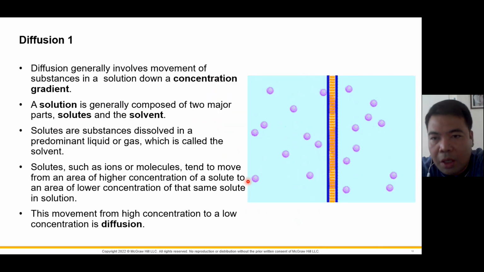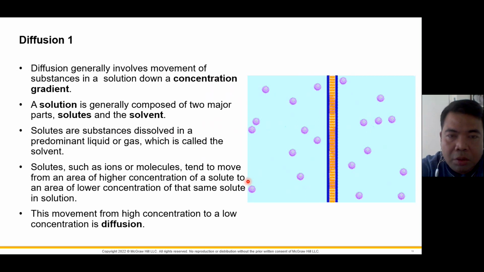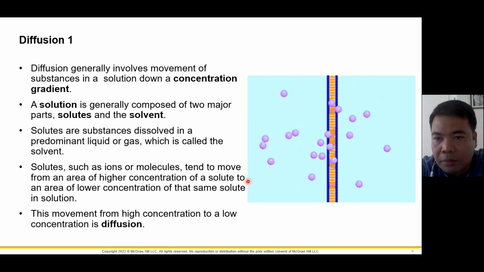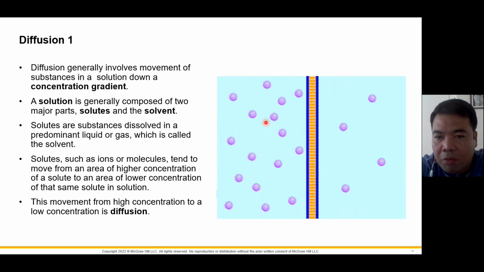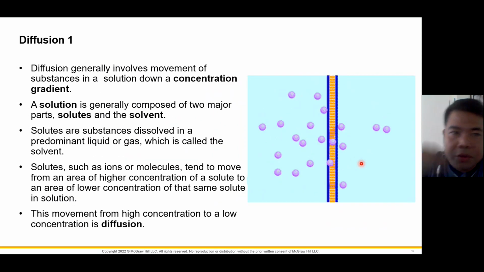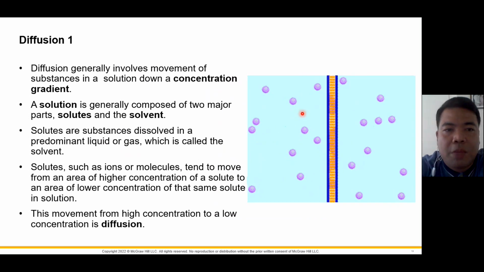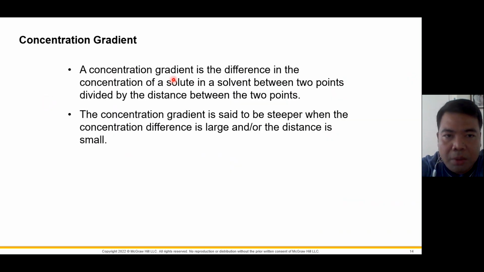As you can see in the animation, they started unequal: earlier there were many here and few there. During diffusion, there is movement of substances in a solution down a concentration gradient. When we say concentration gradient, it is the difference in the concentration of a solute in a solvent between two points divided by the distance between the two points.